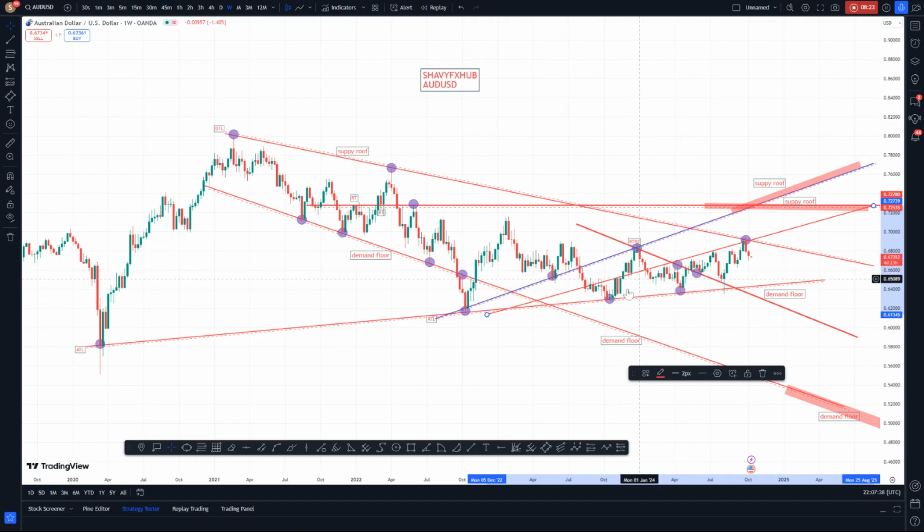So you see, we have a structure here, a resistance structure. We have here a resistance structure, a break of a resistance structure, retest, RT. Let me bring it.